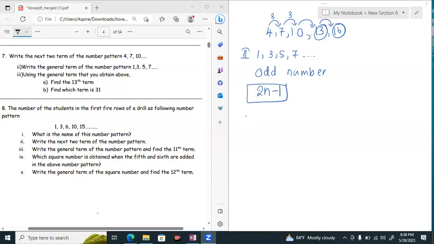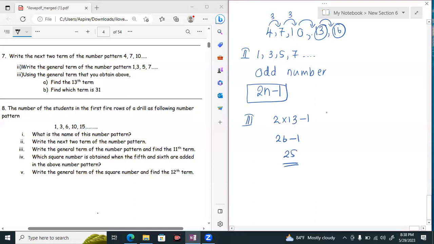Find the 13th term. How do we find the 13th term? Substitute n by 13. 2 times 13 subtract 1. It is 26 subtract 1. Answer is 25.